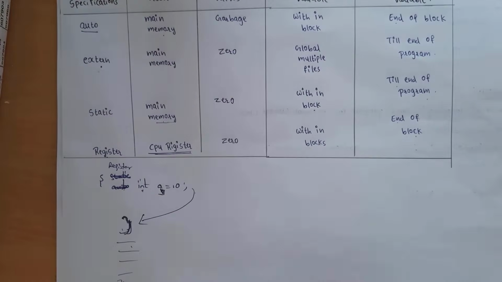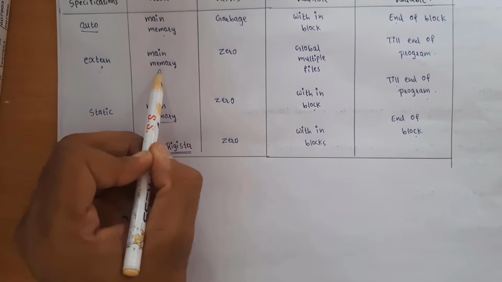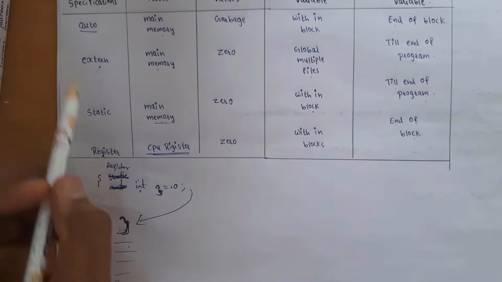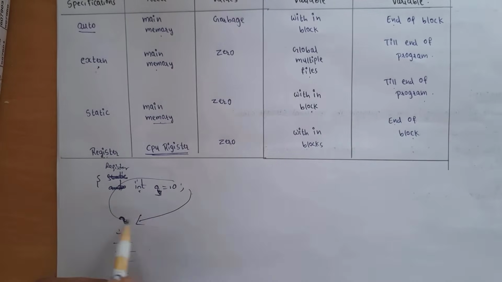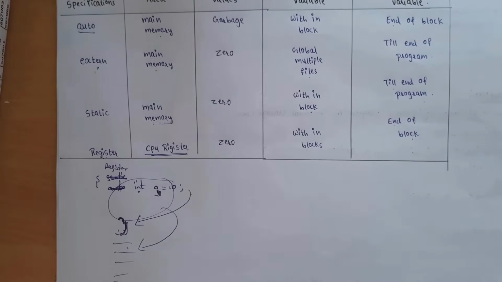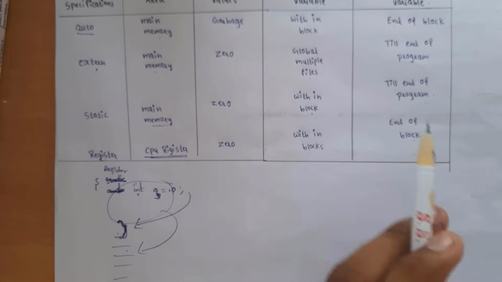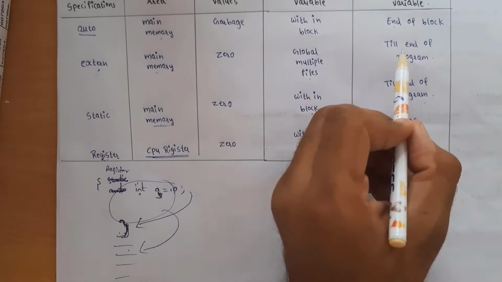Next one is extern. If you use extern, then the variable is stored in main memory and the scope of the variable is global, across multiple files. Whereas in auto, static and register, the scope is only within the block. That means we can access this variable only inside this block and not outside it. But in extern, the scope is global across multiple files. That means we can access this variable even outside the block, and the lifetime is till the end of the program.